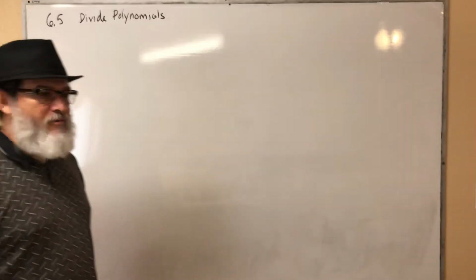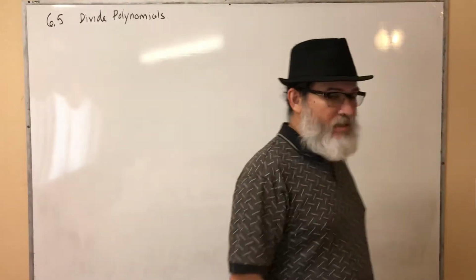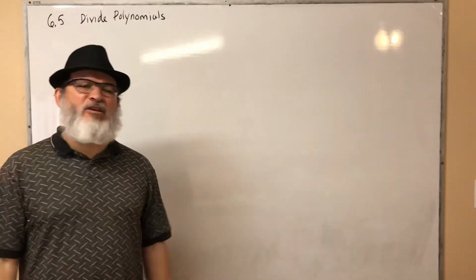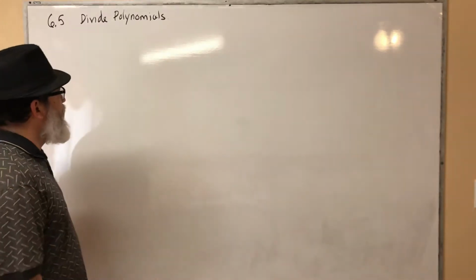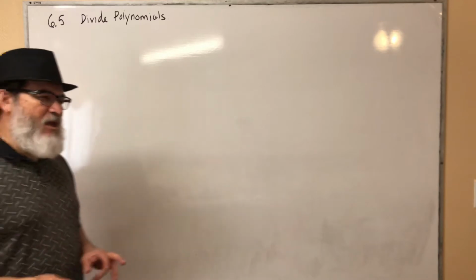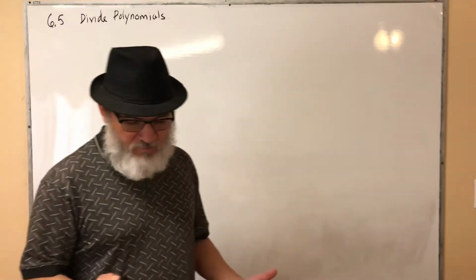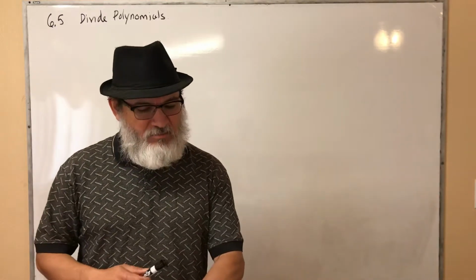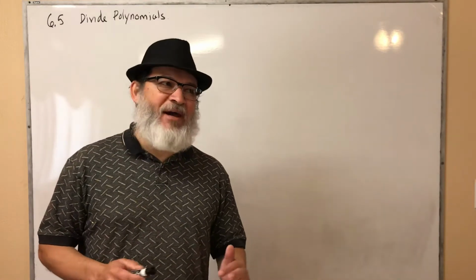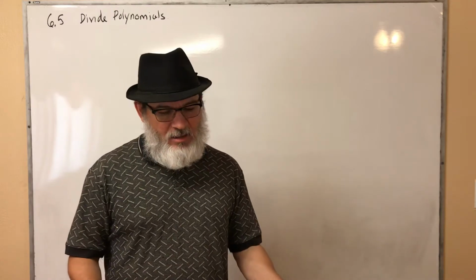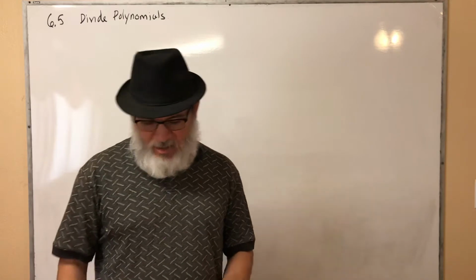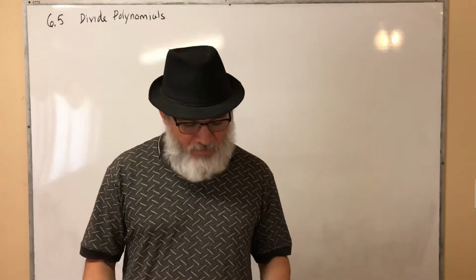Okay, dividing polynomials. Class, let's start with the more complicated division, okay? The more complicated division is this: dividing a polynomial by a binomial. That's the complicated part of this section, okay? If you divide by a monomial, it's easy. Dividing by a binomial is harder, okay? So let me start with the harder problem.